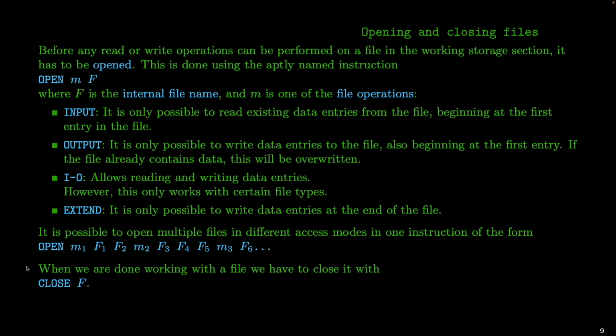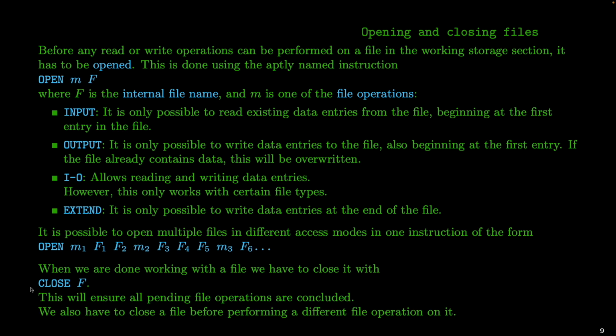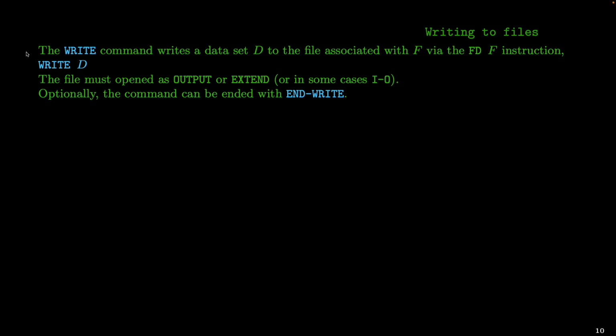And when we're done working with the file, we have to close it, and for that we use the command close F. And this will ensure that all the pending file operations are concluded, so no data gets lost if we properly close our file. And also we have to close a file before performing a different file operation on it. So if we first want to write data to a file, we would have to open it in output mode. And if we then want to read data from it, we would have to close it first and reopen it in input mode.